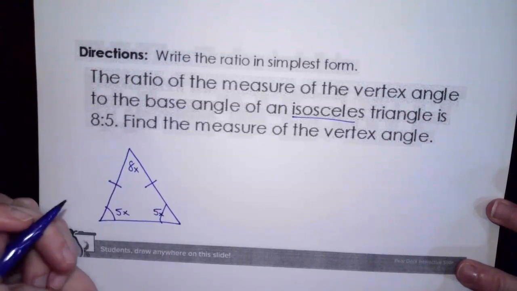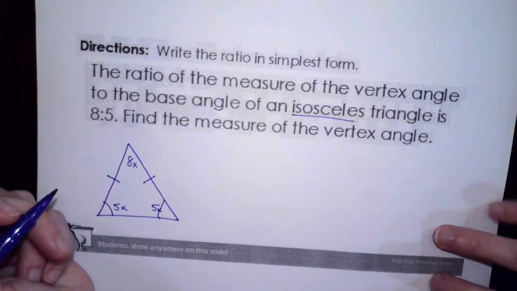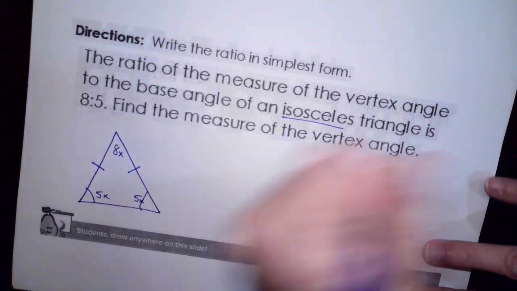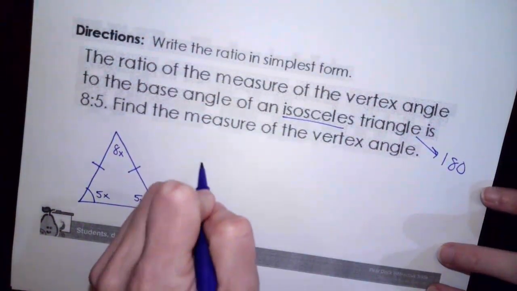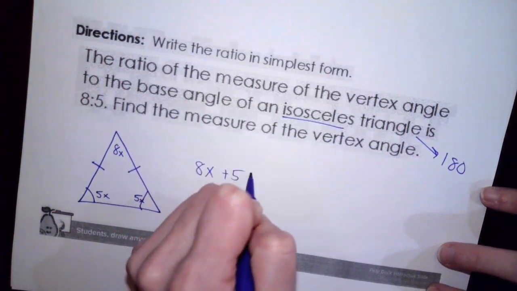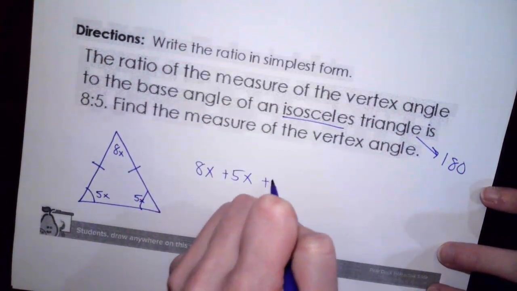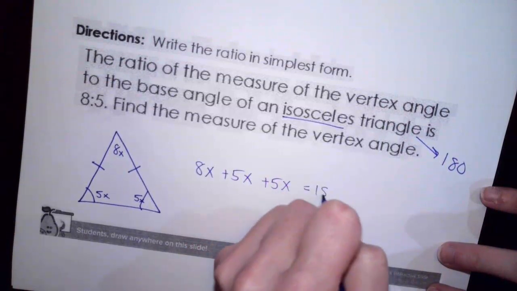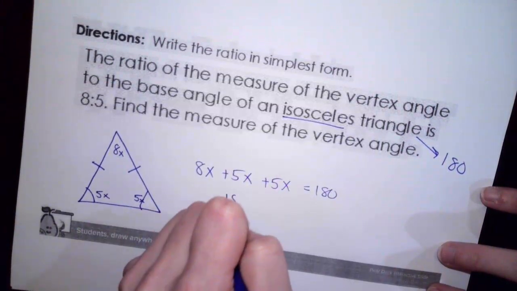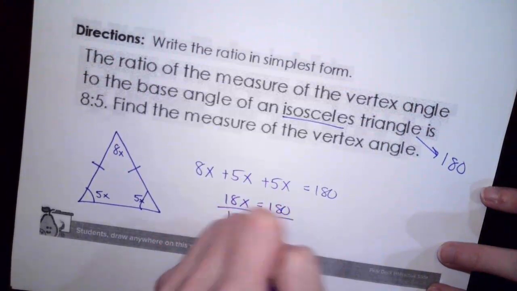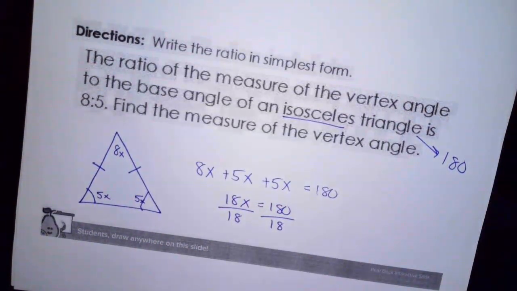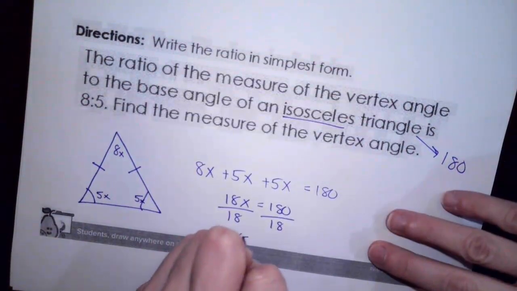And how many total degrees in any triangle? Should be 100 degrees, right? Triangles, sorry, 180 degrees. What am I saying? So 8x plus 5x plus 5x equals 180. Combine your like terms, so 18x equals 180. Divide by 18. And you get x equals 10.